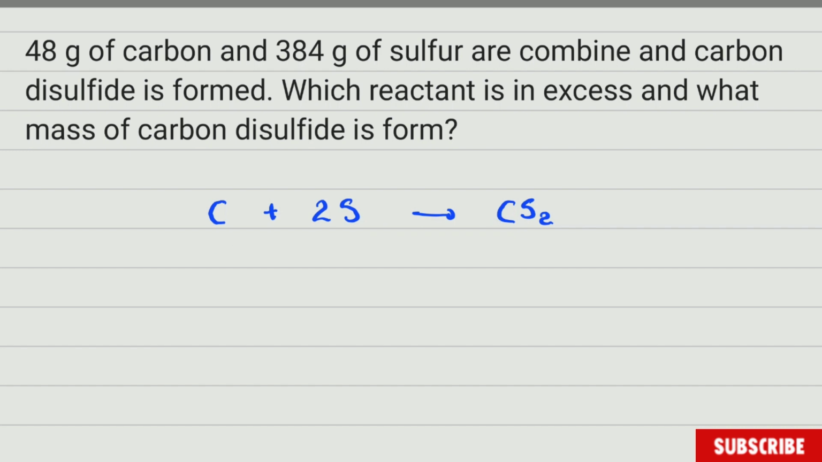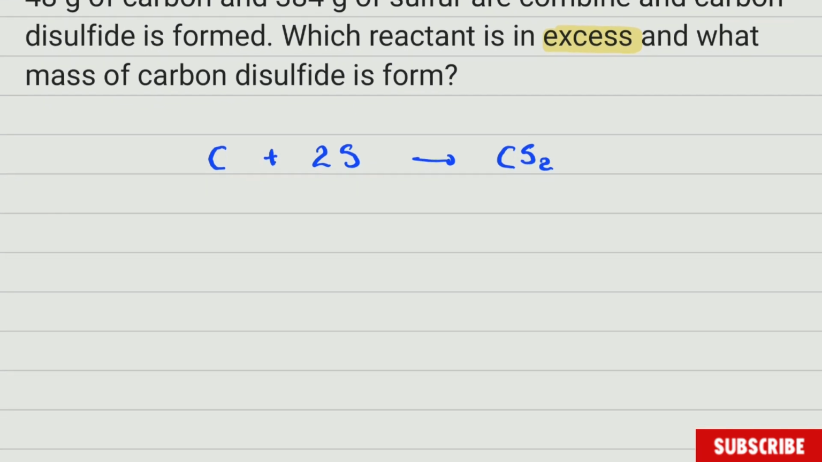In previous videos, we learned how to determine the limiting reagent or the excess reagent. Either one is the same. In this case, we have to get the excess reagent and we have to get the mass of carbon disulfide that is formed, and that one will be using the limiting reagent. So saying that, we're going to begin. Remember, step 1 was to calculate the number of moles of each reactant, and that is quite simple.